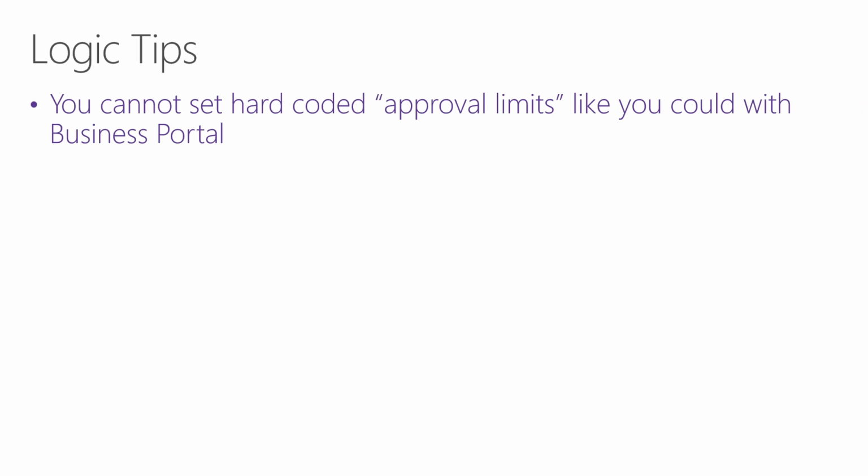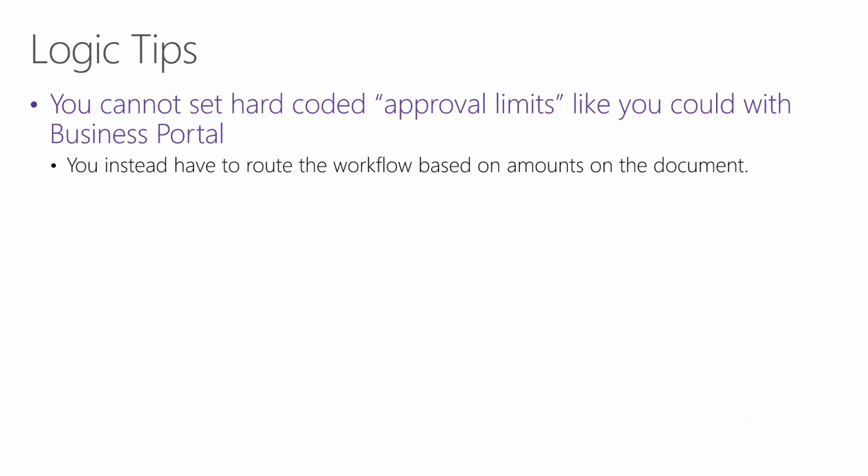So in previous versions of GP, we did have some approvals that were available through the business portal. Since business portal isn't available any longer, we do want to make note that in that business portal you could set hard-coded approval limits, but you cannot do that in this current workflow. Instead, you have to route the workflow based on amounts on the document.